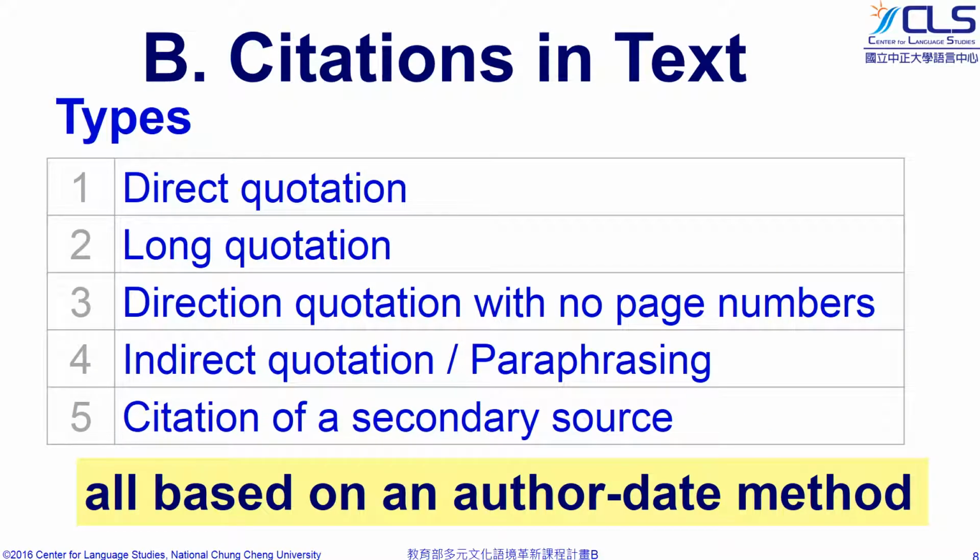There are different types of citations in text. For example, direct quotation, long quotation, direct quotation with no page numbers, and so on. We should bear in mind that all of these types are based on an author date method, only with a few variations.